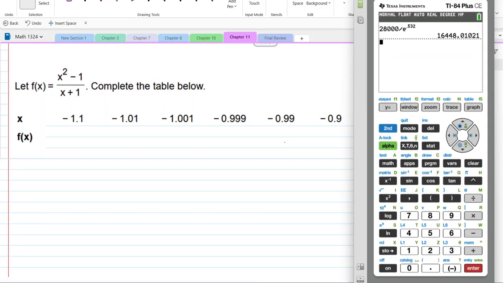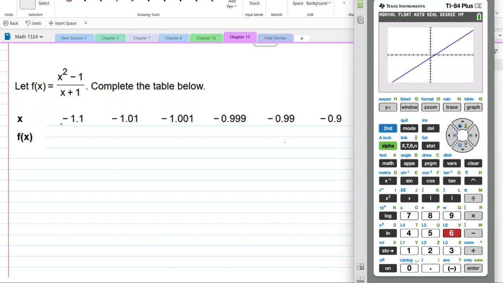Here we go. Go to the y equals, clear out anything we have in there, and we're going to put parenthesis x squared minus 1 divided by open parenthesis x plus 1. All right, x plus 1. Mistake there, didn't I? And we're going to go zoom 6 because I don't know what I've done with the calculator. And it looks like a straight line.